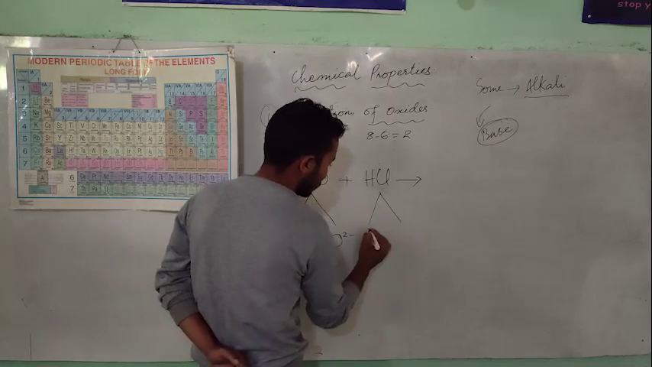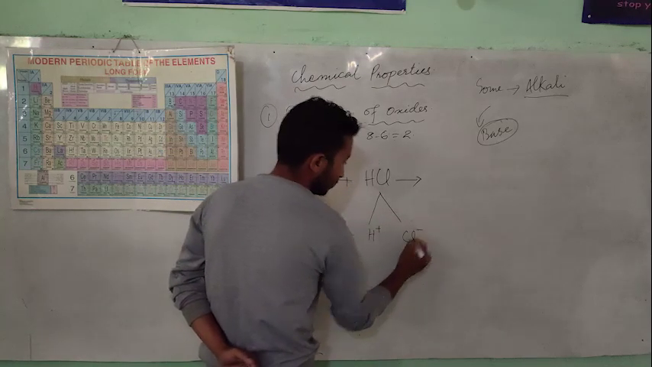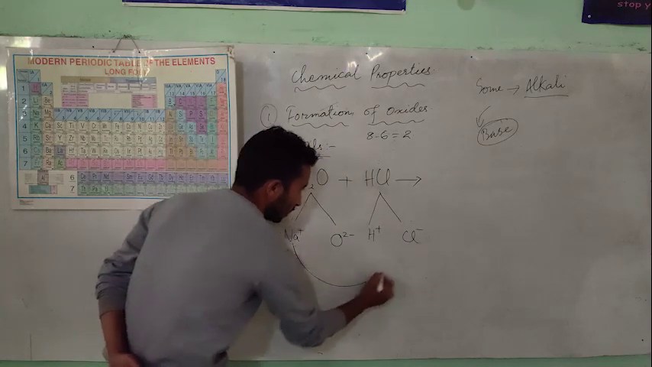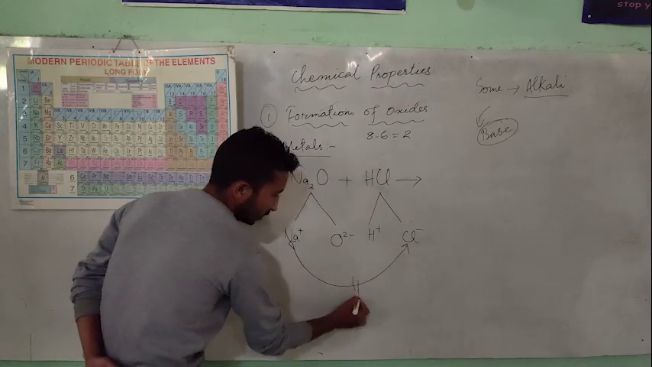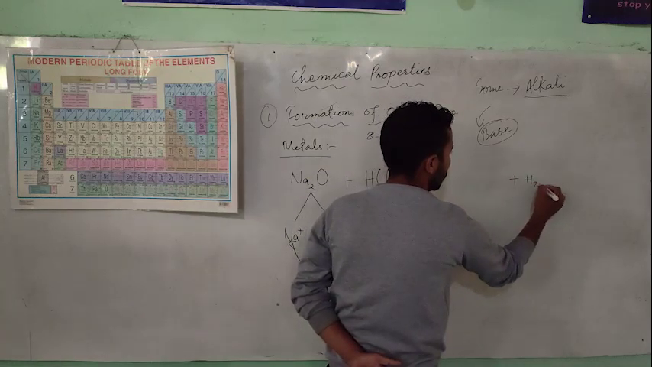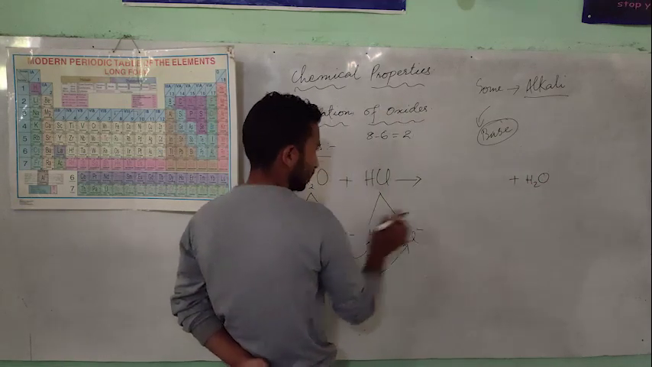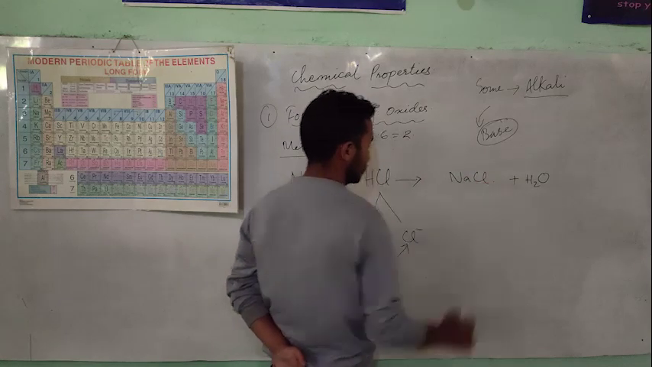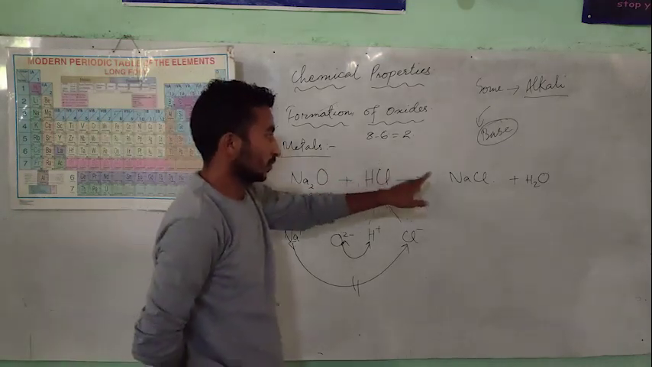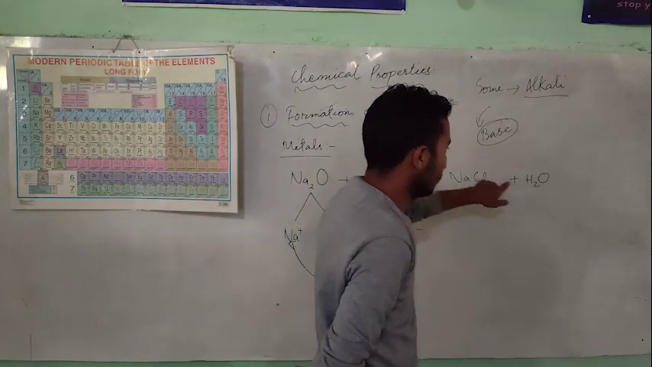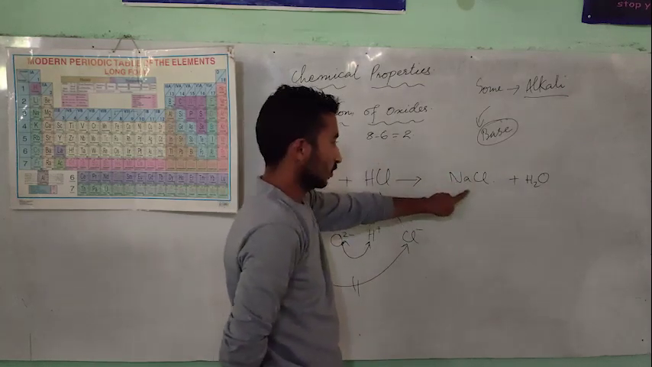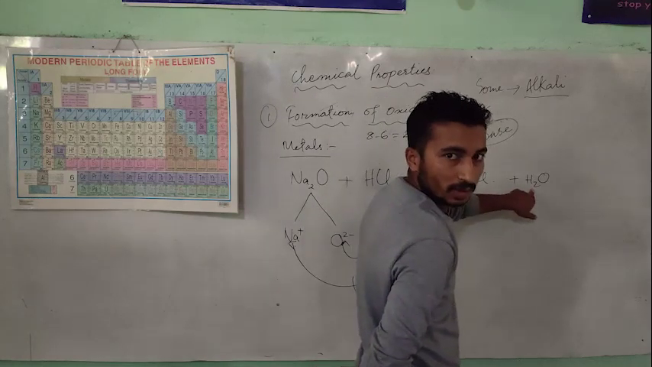In hydrochloric acid, hydrogen will become a positive ion and chlorine will become a negative ion. This positive and this negative will attract each other, and this negative and this positive will attract each other. Then there is the formation of H2O, and when these two attract, there will be the formation of NaCl. So this means metal oxides, when they react with acid, form salt and water.